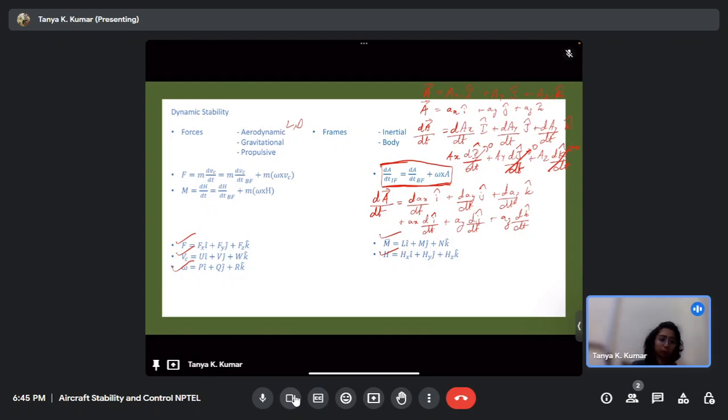No, they don't, because your body frame is not fixed in time. The unit vectors move with the body. The unit vectors are fixed on the body, and when the body moves in time, the unit vectors of the body frame also move. So di by dt, dj by dt, dk by dt are not 0. So you cannot equate them to 0 like the inertial unit vectors.